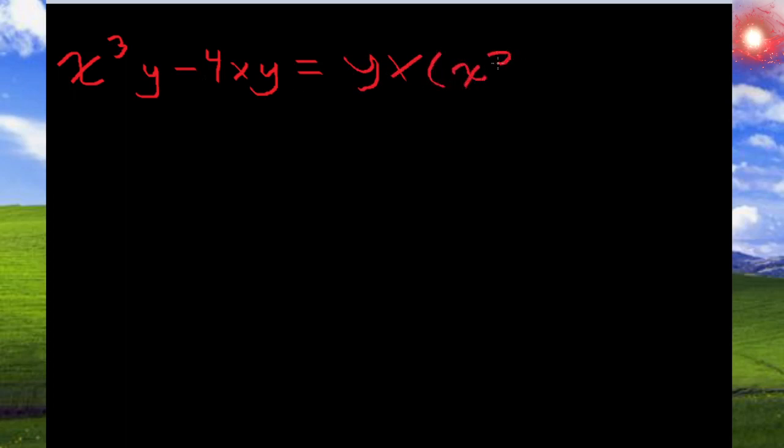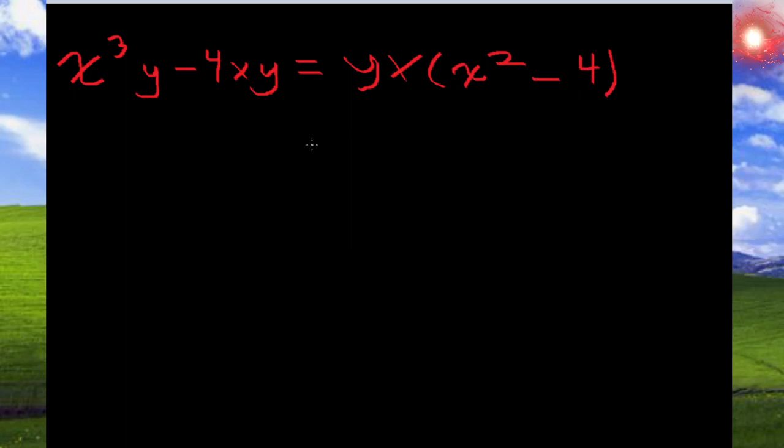Okay, moving on. X cubed times y minus 4xy. What does that equal to? How can we factor this? Well, we're going to take the y out right away. We can take a yx out actually. We get yx times x squared minus 4.